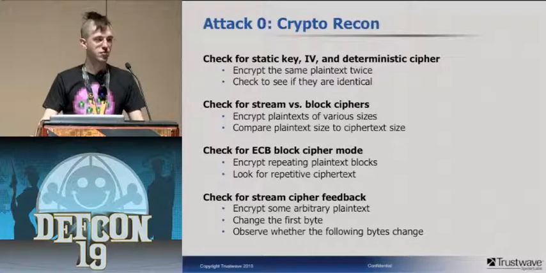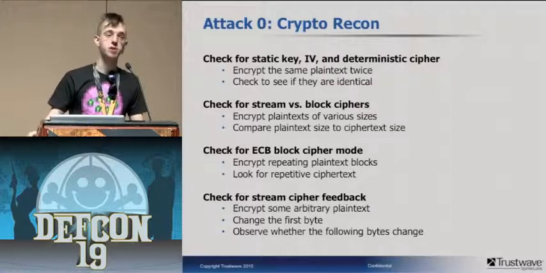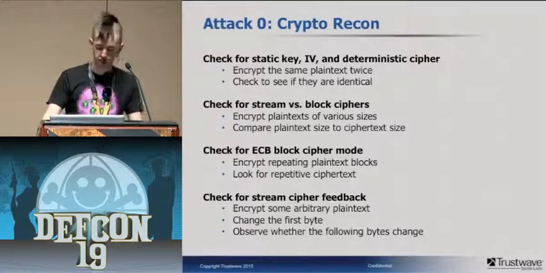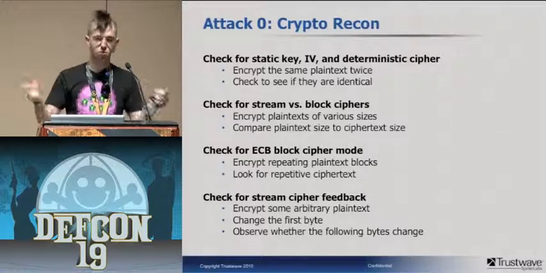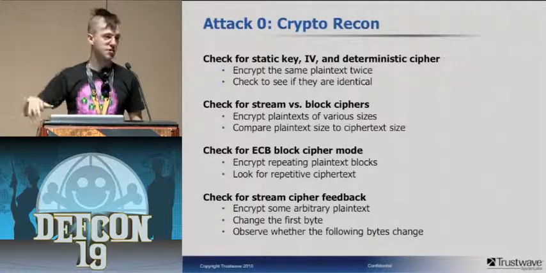So we can also check for stream cipher feedback. When you're working with a stream cipher, sometimes the encryption of some particular bit, whether or not it gets flipped, is dependent on earlier bits in the plain text or the ciphertext. What we can do to check on that is to encrypt some plain text and then modify the beginning of it and see if the rest gets screwed up.